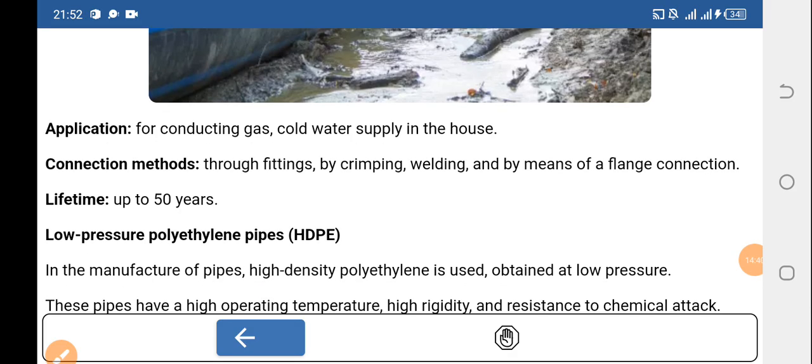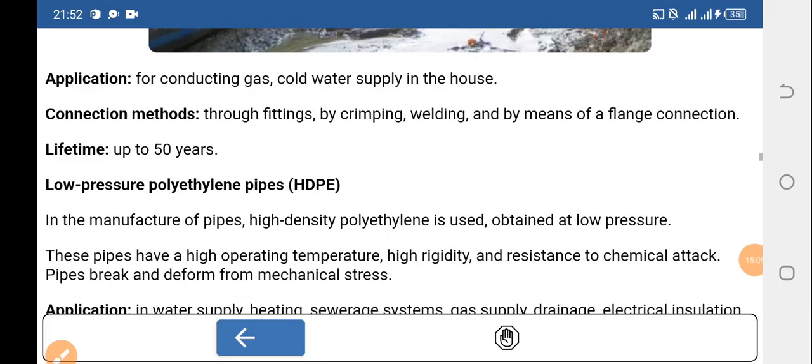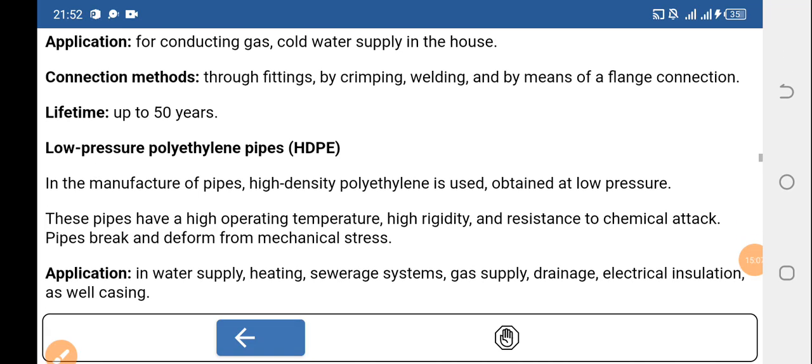Now the connection methods are through fittings by clamping, also welding, and by means of flange connections. Flange connections are common because we use butt nuts for large diameter pipes, and for the welding, we use butt welding or butt fusion welding. And we have clamping, whereby you just have to clamp these pipes together. The lifespan of this pipe is 50 years.